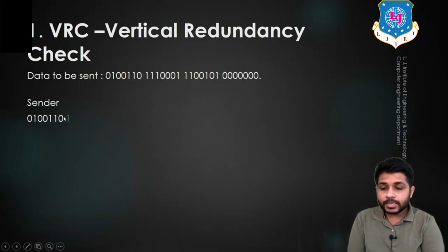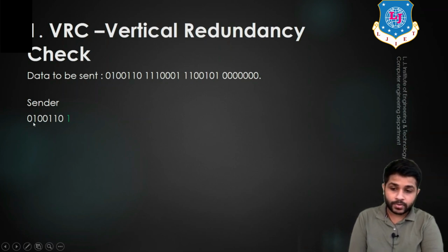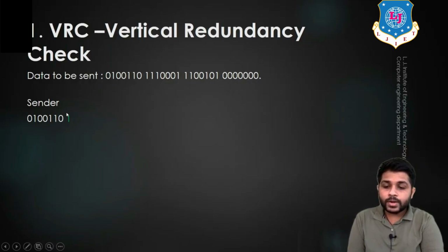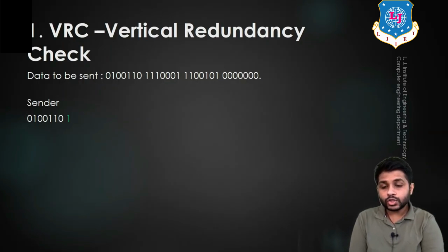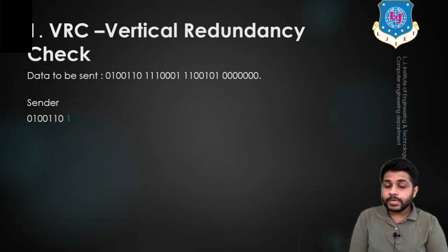Now this extra bit is added so that the total number of ones in the block becomes even, because there were already an odd number of ones and we have added one more bit, so the total number of ones has become even. So in each and every block we will add an extra bit so that the total number of ones becomes even. Why are we doing so? Because right now we are working on even parity. If we were working on odd parity, we would add an extra bit so that the total number of ones in each block becomes odd.